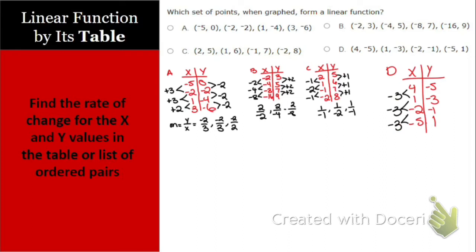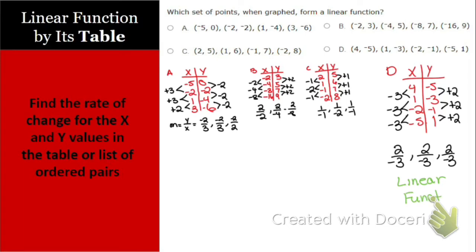All right, let's check the other one. So we got -5 to -3, positive 2. -3 to -1, plus 2. -1 to positive 1, plus 2. So in our list, we got 2 over -3, 2 over -3, and 2 over -3. So all three of my changes match. So this one is our linear function, because they all match.